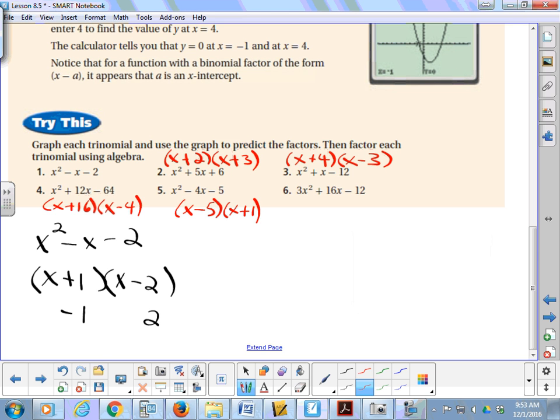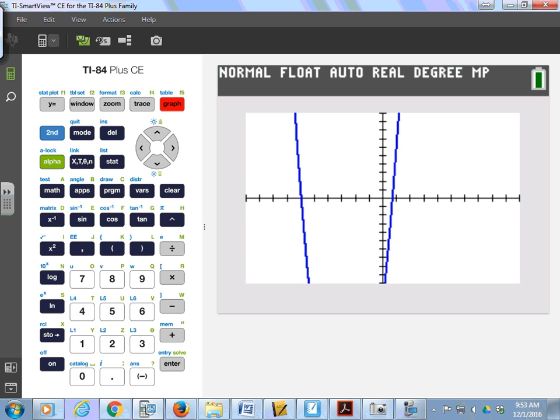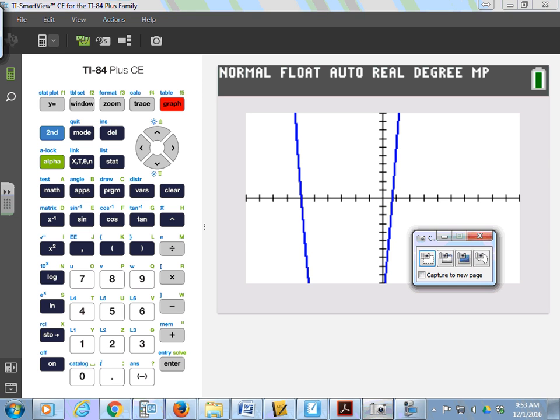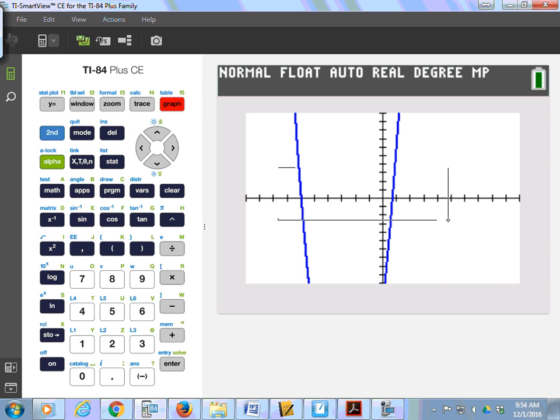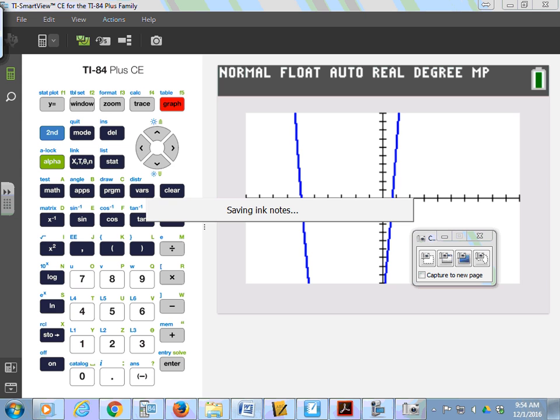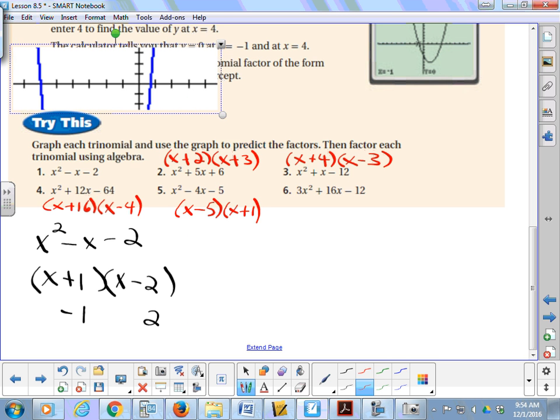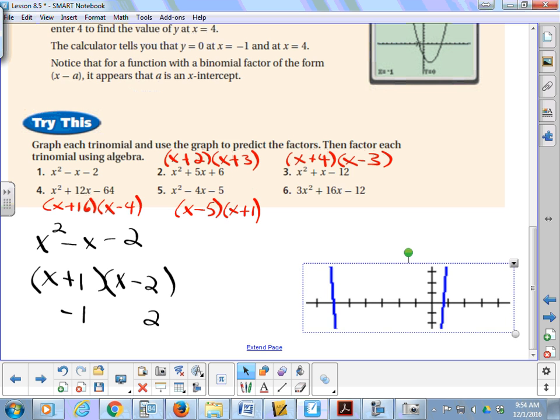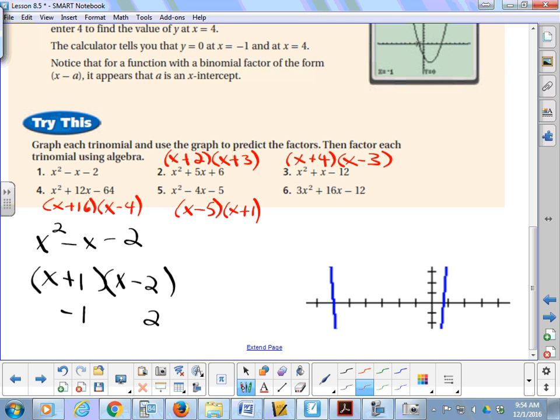All right, so for number 6, when we graph that one, we can see the places where it crosses the x-axis are at negative 6, so 1, 2, 3, 4, 5, 6, so negative 6. So we've got x plus 6. But the other one is not exactly on one of the whole numbers. Okay? Close to negative 1 or positive 1, but it's not there.